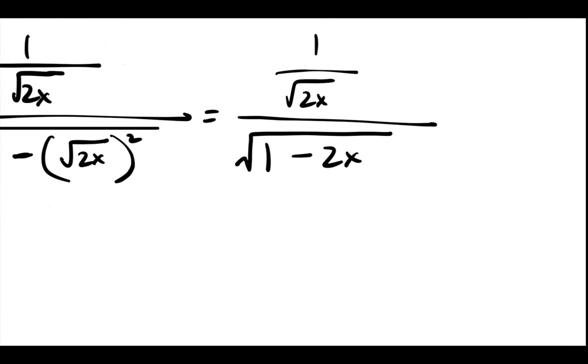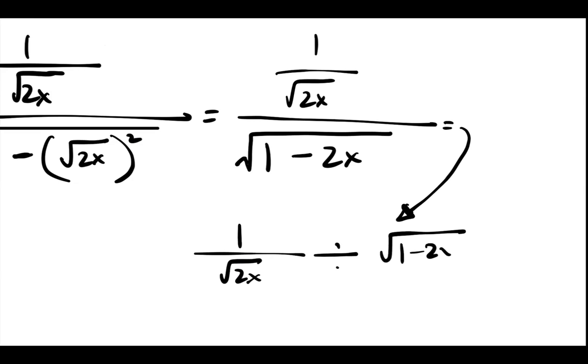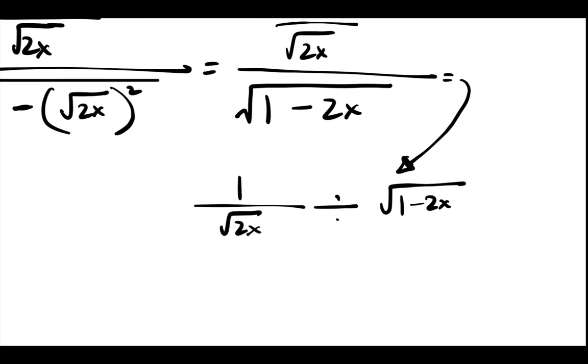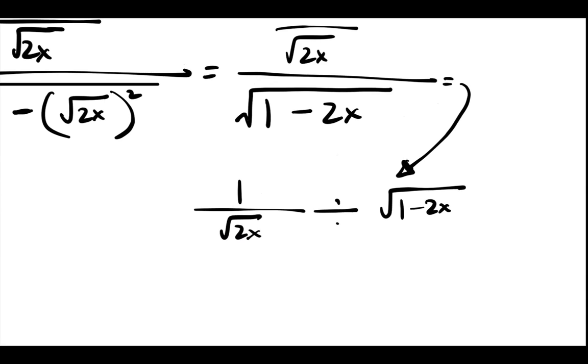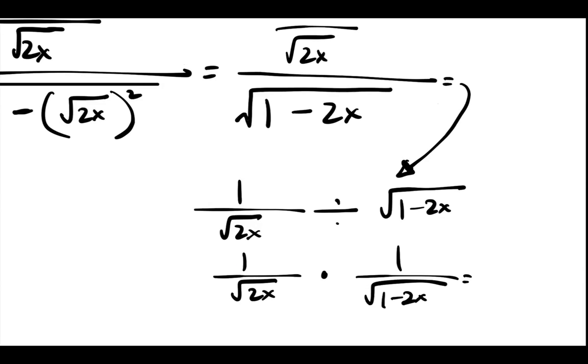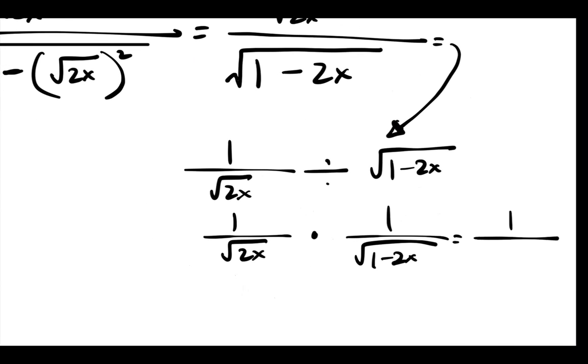Now, more than likely, that's not going to be an answer A, B, C, D because you have a fraction on top over a fraction. So how to simplify it? You have a fraction divided by this guy here, right? Keep, change, flip. Keep the first one. Change, flip this guy here. Then you would have the square root of 2x times the square root of 2x.